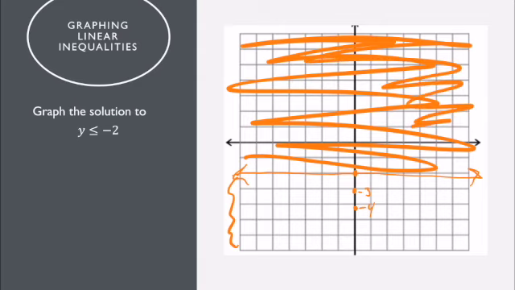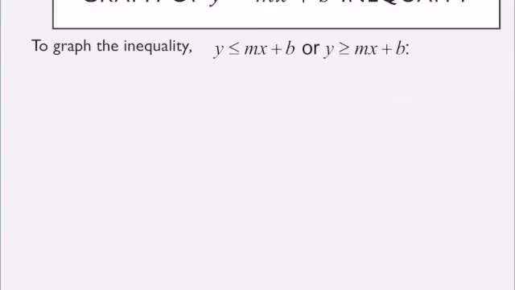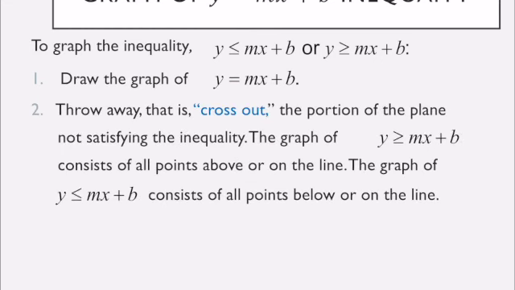Beautiful. So when I'm graphing linear inequalities, I draw the line y equals mx plus b, and then I cross out the portion of the plane that's not in our solution, so the part that does not satisfy our inequality. When y is greater than or equal to mx plus b, our solution is all points above the line, and when it's y is less than mx plus b, our solution consists of all points below the line.